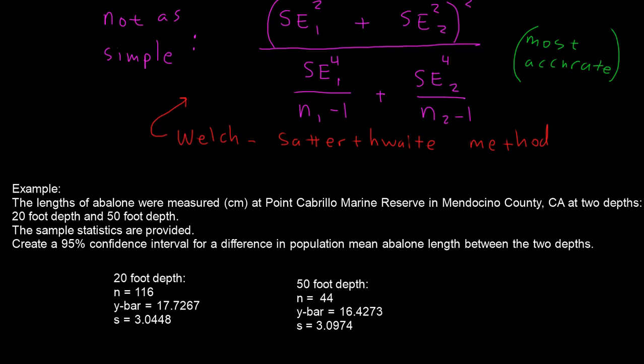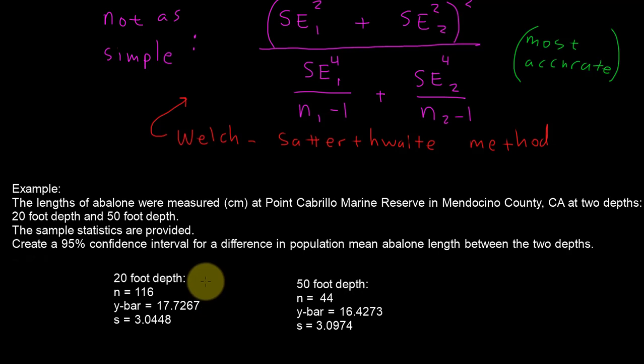We've looked at one of these data sets. This is the length of abalone that were measured in Mendocino County off of Point Cabrillo. And I showed you some pretty cool footage the week before spring break. And so the data set that you've seen before was the 116 abalone that were measured at a depth of 20 feet below the sea surface.